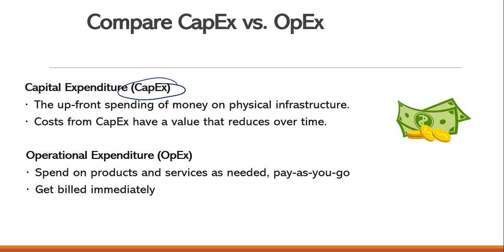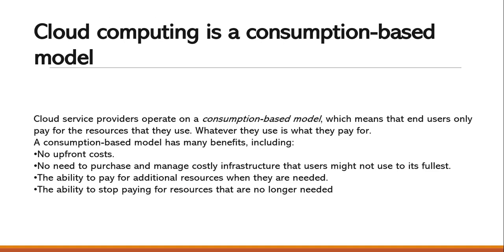So capex is the upfront cost of spending money on physical infrastructure, and its value reduces over time. Always remember, when you buy the servers, the price goes down with time, right? Operational expenditure is spent on products and services as needed, and you get billed immediately. Also when you talk about cloud computing, it is a consumption-based model that is also known as pay as you go, right? How much you use, you pay for that much. There is no upfront cost. There is no need to purchase and manage infrastructure, right? All this will be taken care of by your cloud provider. You can pay for additional resources, and you can stop paying when you want to deprovision the services. So cloud services provide a consumption-based model, which is pay as you go. How much you use, you pay for that much.